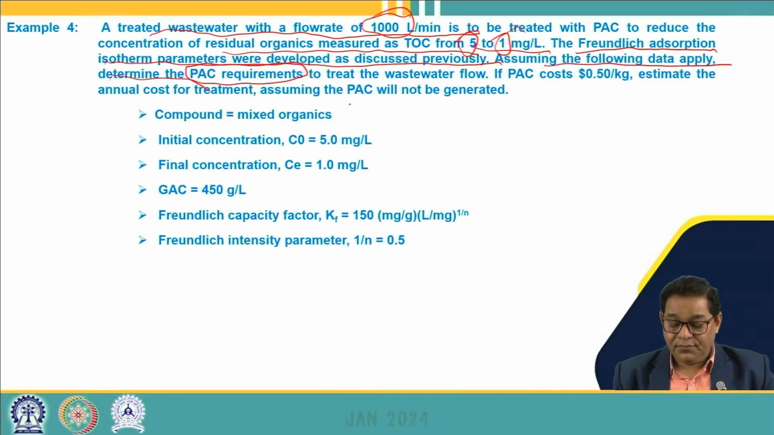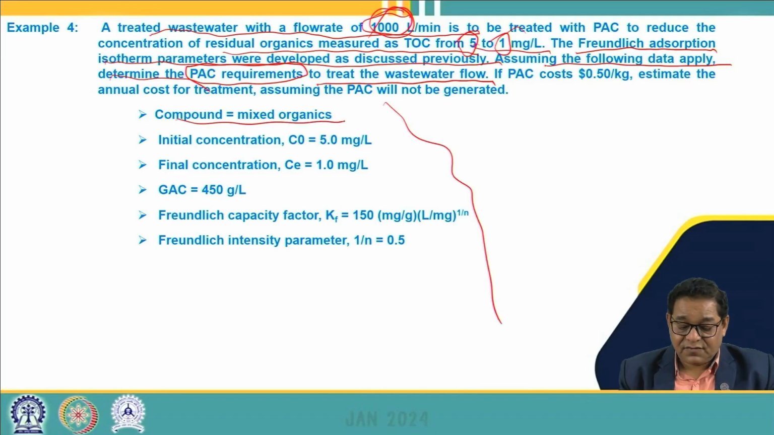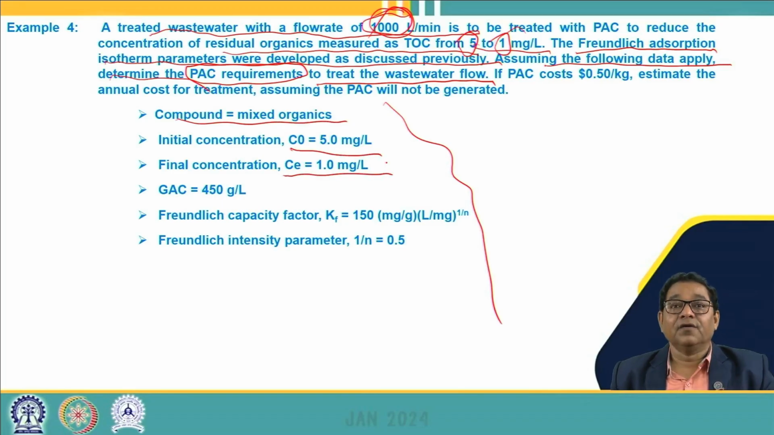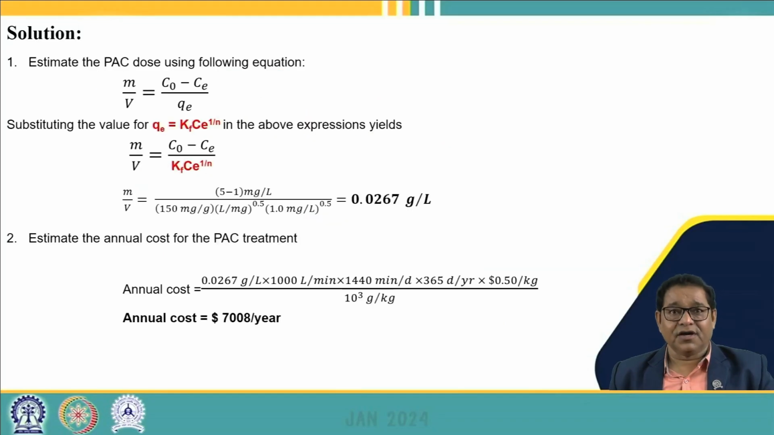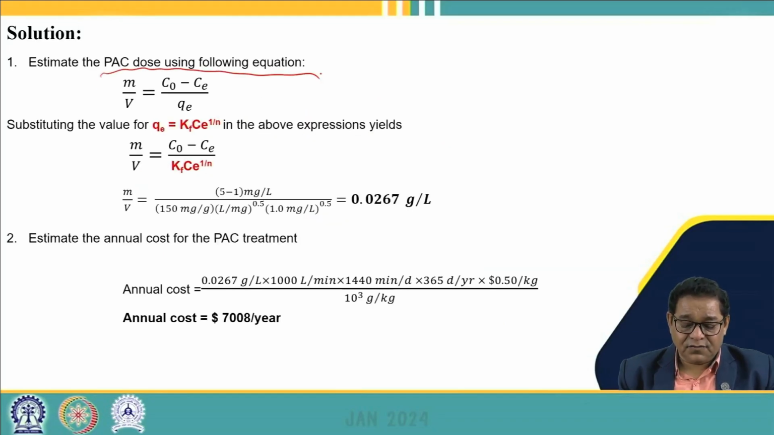Again the same thing. To treat the wastewater, the flow is already given, that is 1000 liter per minute. Assuming the following data, the data is given. This is a mixture of organics. C0 is 5 milligram per liter, CE is 1 milligram per liter, GAC is 450 gram per liter, KF is 150, 1 by N is 0.5. So we can see quickly, this is the PAC dose. Using the following equation we can determine it.